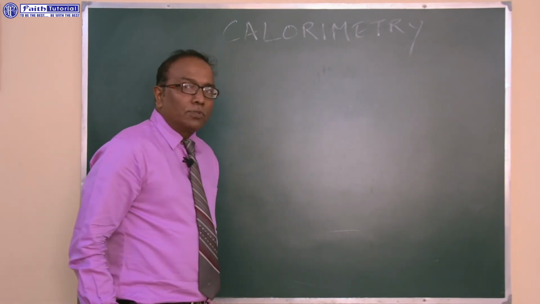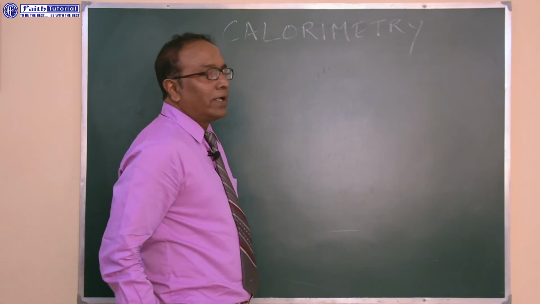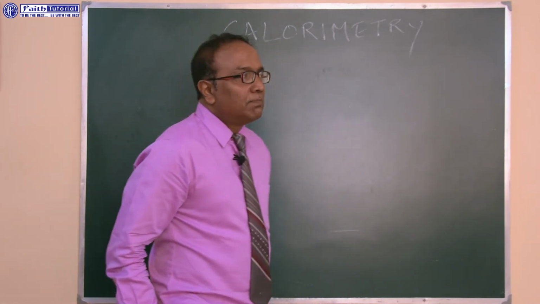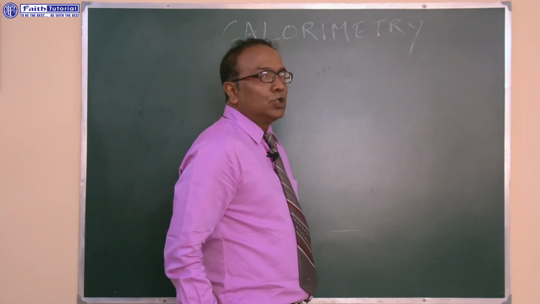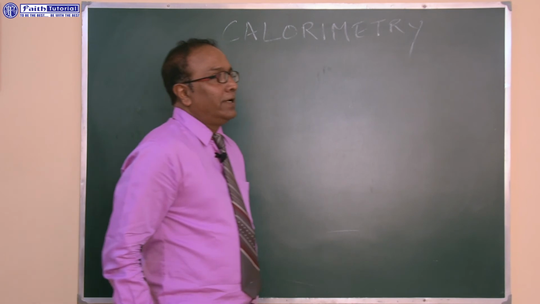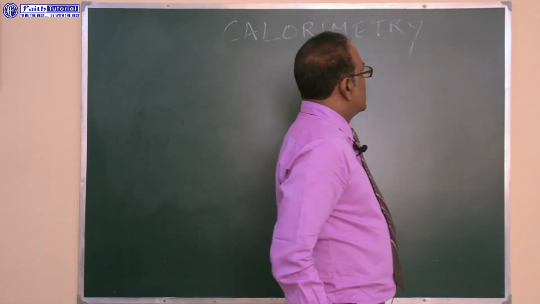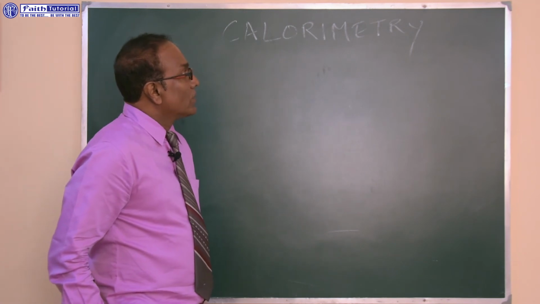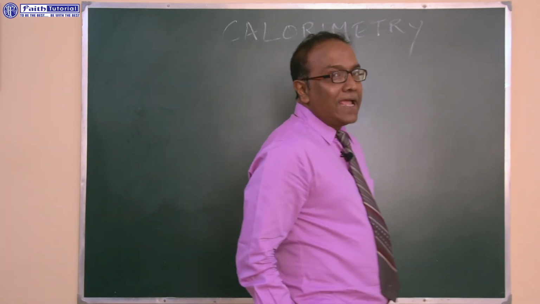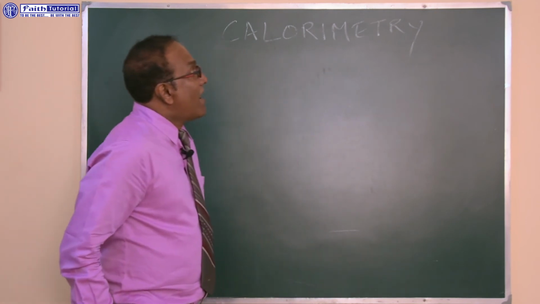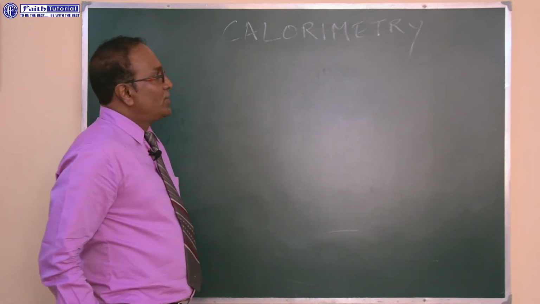Now, the heat absorbed or lost by a body is given by the formula m into c into theta, that is mass into specific heat capacity into change in temperature. When a body loses heat, it is mass into specific heat capacity into initial temperature minus final temperature. When a body gains heat, it will be mass into specific heat capacity into final temperature minus initial temperature.